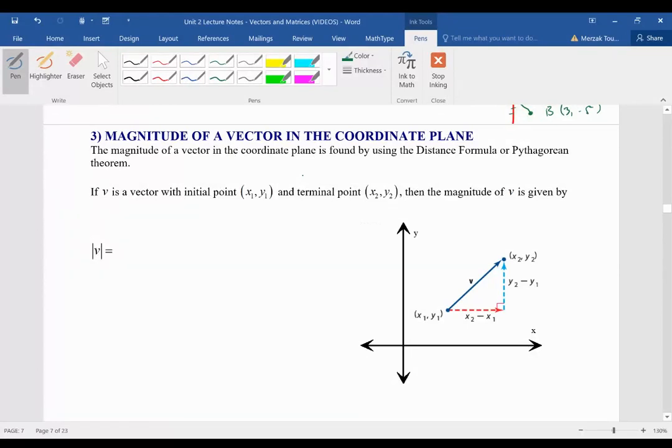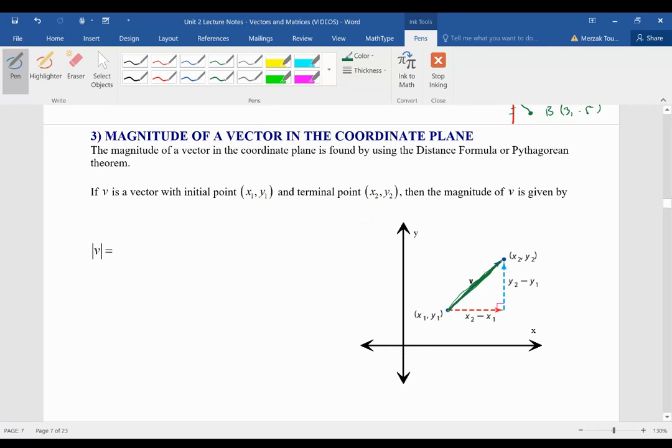Number 3, magnitude of a vector in a coordinate plane. So really, when we try to find the magnitude in a coordinate plane, it is not different than the concept of magnitude that we previously learned. What do I mean by that? The magnitude would be the length of the vector. So let's take this vector on the xy plane, vector v. The magnitude will be the length. How do I find the length?